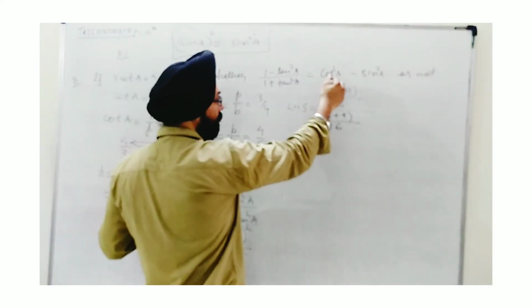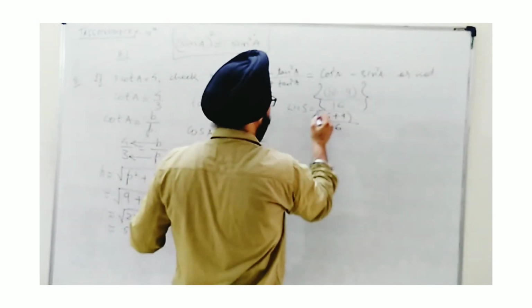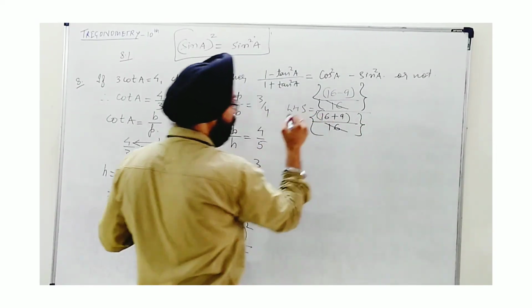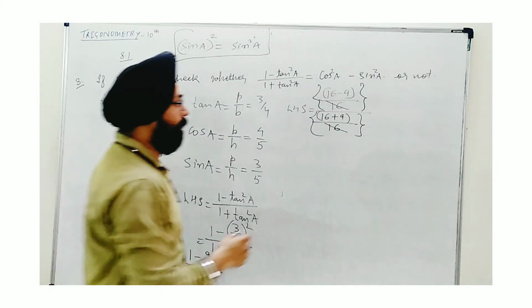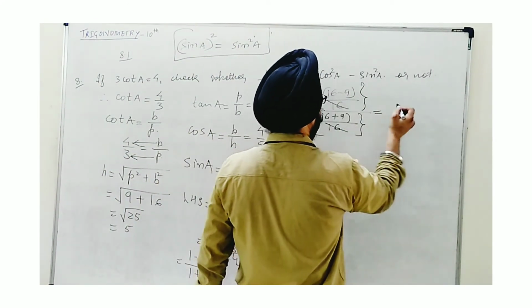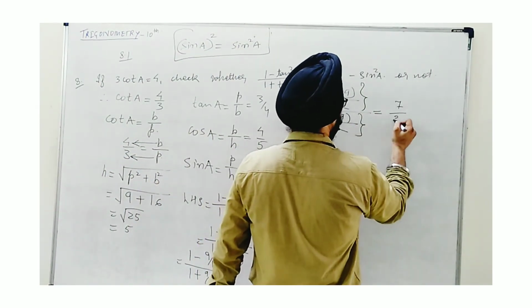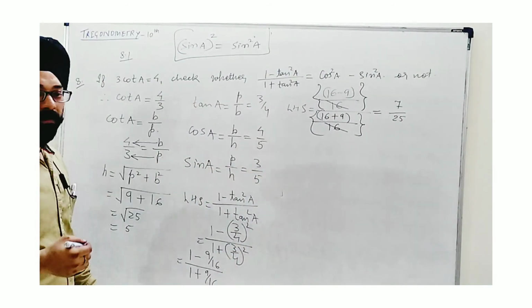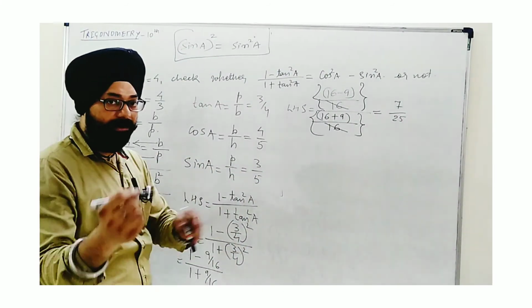And when we see this, a complete fraction, here also a fraction with same denominators. So denominators cancel out and the final value can be written as 16 minus 9 is 7 upon 16 plus 9, 25. This is the value of LHS. Now we need to check whether LHS is equal to RHS.